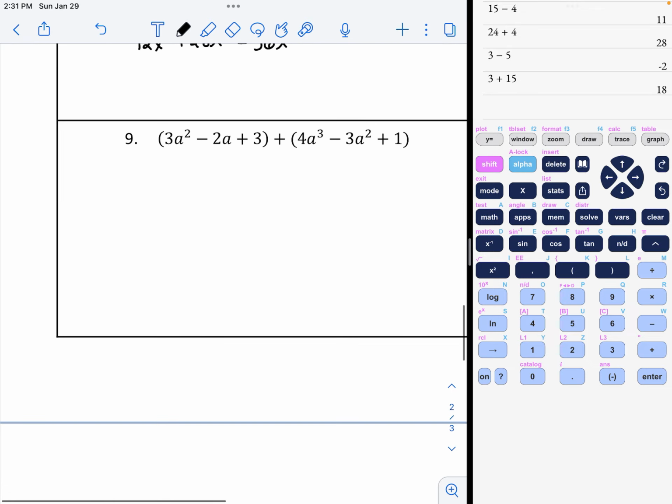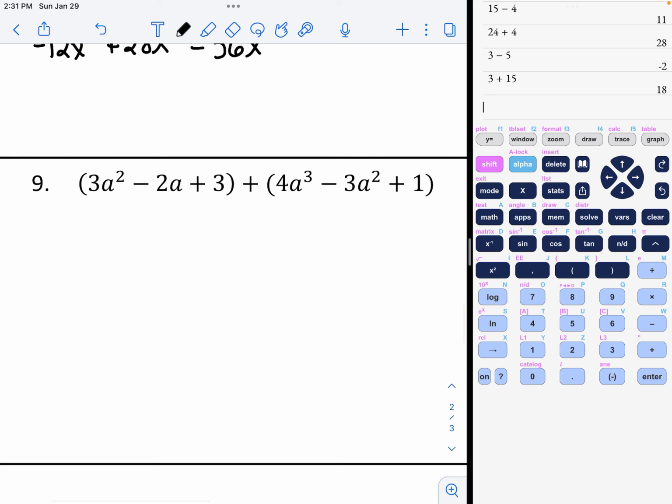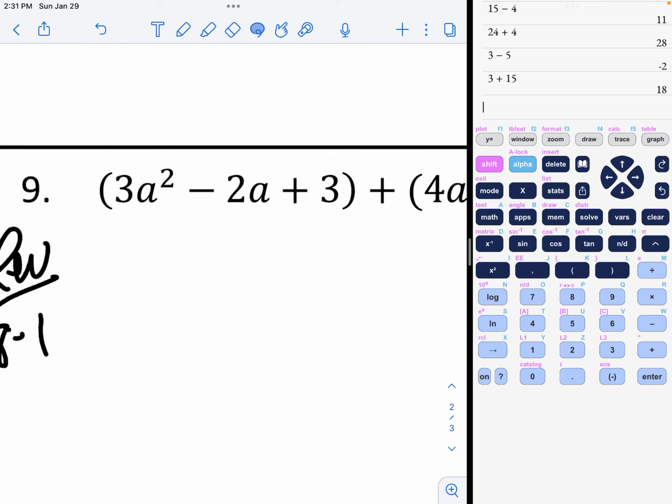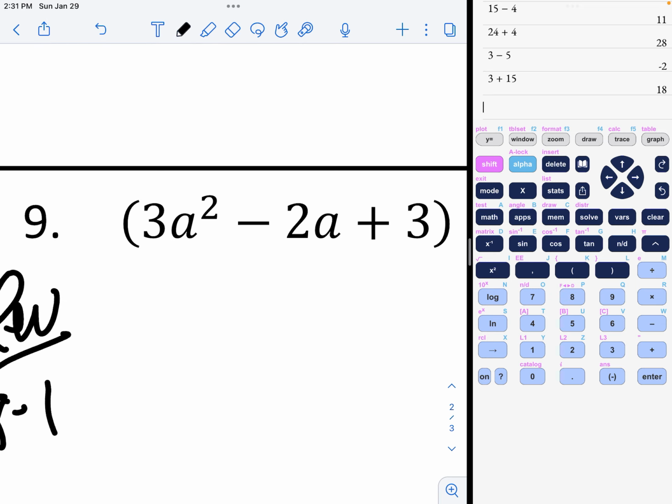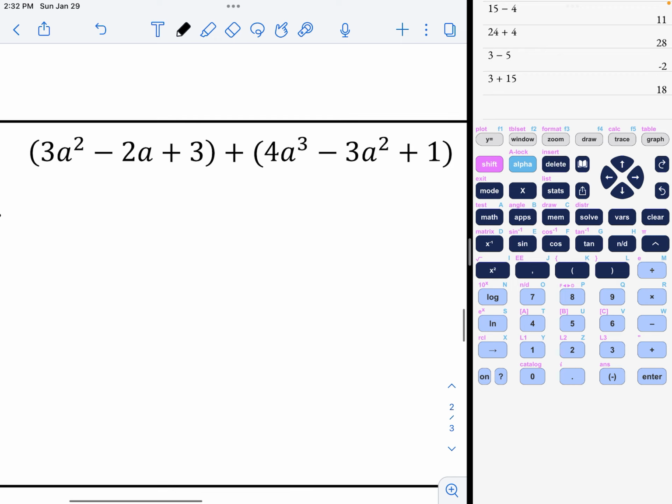Two more. If you're still with me, I'm so proud of you. All right, let's check this one out. This one is actually review from 8-1. Okay, so if you're like, hey, Mrs. Angeli, I don't see anything to distribute. Technically, there's a 1 to distribute, right? But what happens if you distribute a 1? What's 1 times anything? The same thing, right? So we don't even need to worry about distributing.